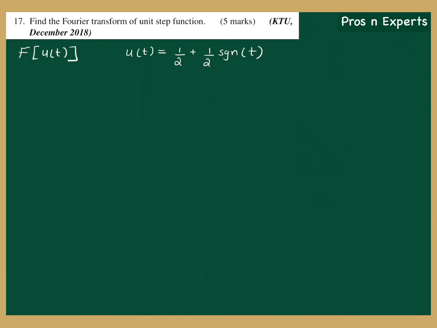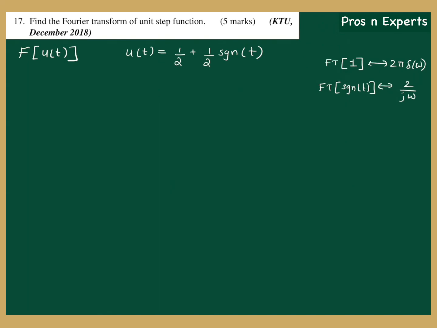Having understood how this equation is obtained, let us use this equation to find the Fourier transform. Before starting the steps, let me remind you of two results. The Fourier transform of the signal 1 is 2 pi del of omega. We have seen this in some previous videos. And the Fourier transform of signum of t is 2 by j omega.